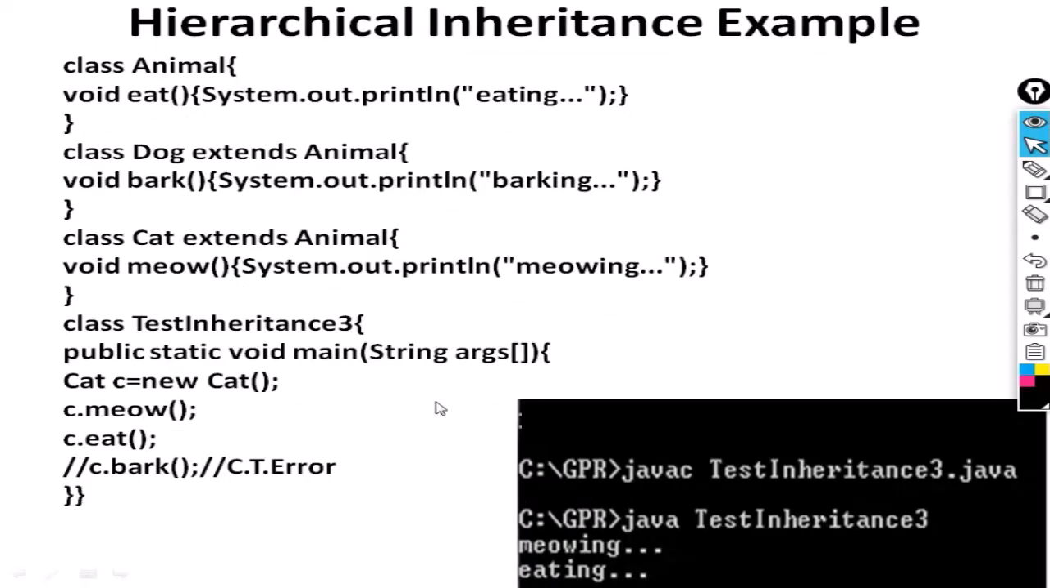So next one, we have hierarchical inheritance. Here we have created an animal with the method eat. Dog has bark. Cat extends animal. If you notice, we are going to run this particular program the same way. Cat c = new cat. So c.meow and c.eat. The same output will be given here.